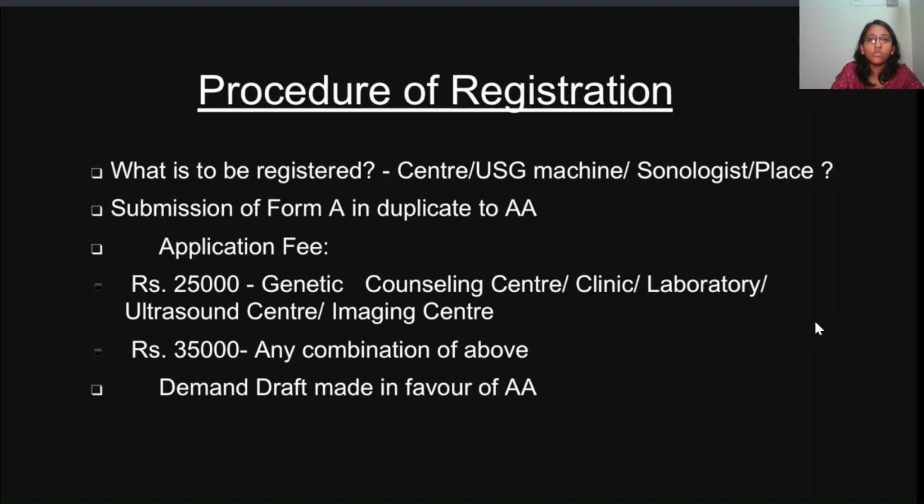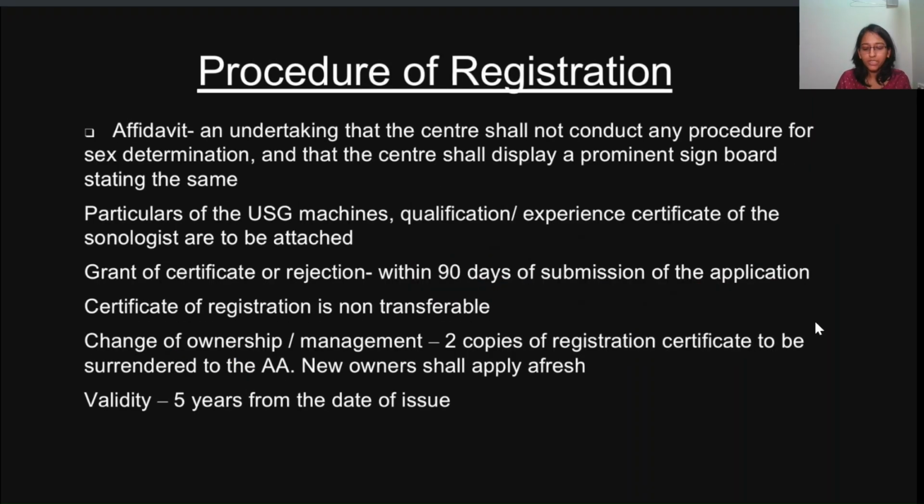first an original and also a duplicate copy of Form A to be submitted. There is an application fee for this: 25,000 for a genetic counseling center, clinic or laboratory, or ultrasound or imaging center. For all of these, you have to pay 25,000 for registration. If it is a single thing, like if I own only an ultrasound center, then I have to pay 25,000. Only a clinic, then 25,000. Only a laboratory, 25,000. But if I own a counseling center along with a clinic, so if there's any combination of two of these, you have to pay 35,000, and a DD has to be made in favor of the appropriate authority.